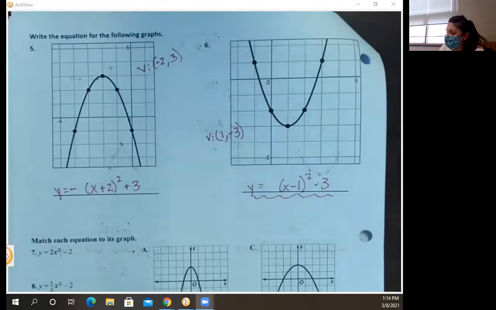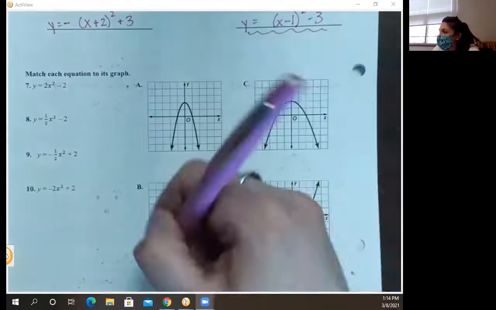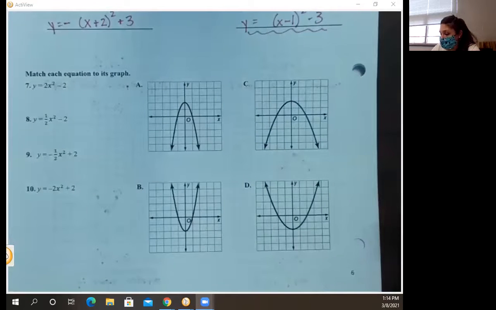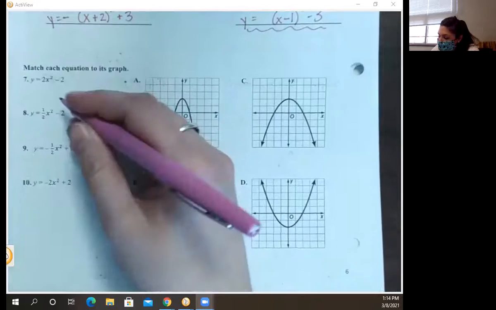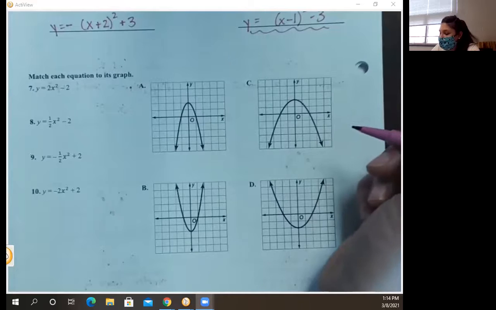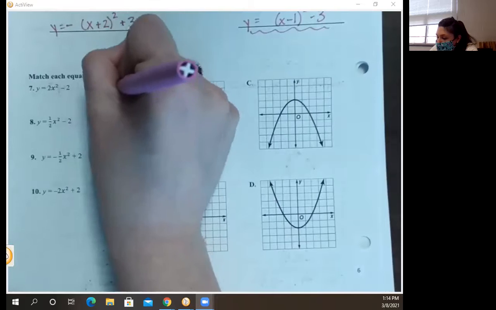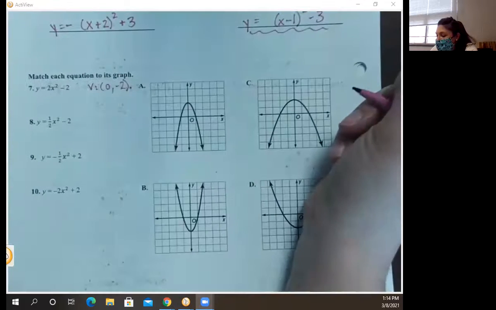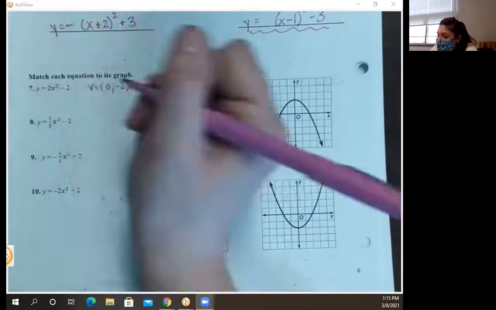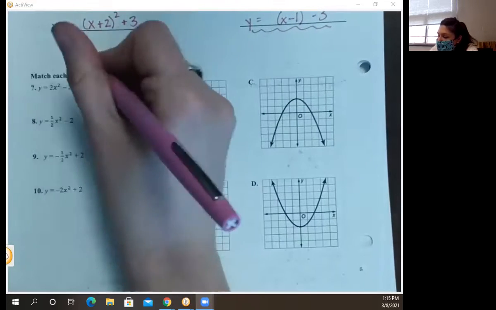Okay, the last thing we're looking at on the bottom of page 6 is some matching. So we have 4 functions and 4 graphs, and we want to determine which ones match. So as I look at each of my functions, I can see that I'm going to have some different vertices here and some different changes to my graph. If we take a look at number 7 together, I've got a vertex at (0, -2). And then my lead coefficient of 2 tells me I'm going to open up and I'm going to be stretched.